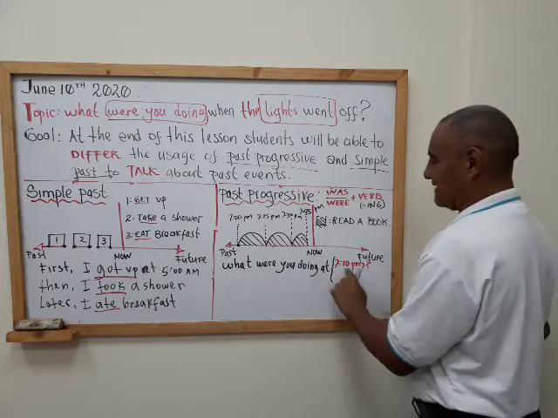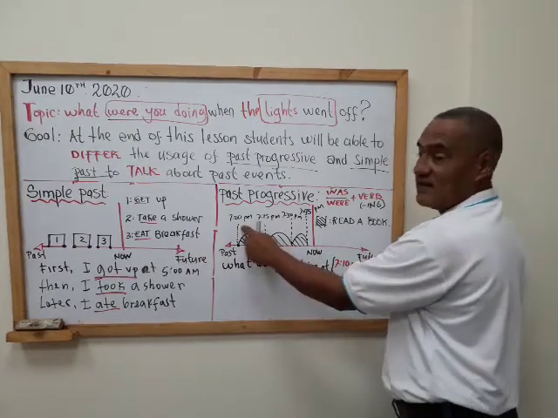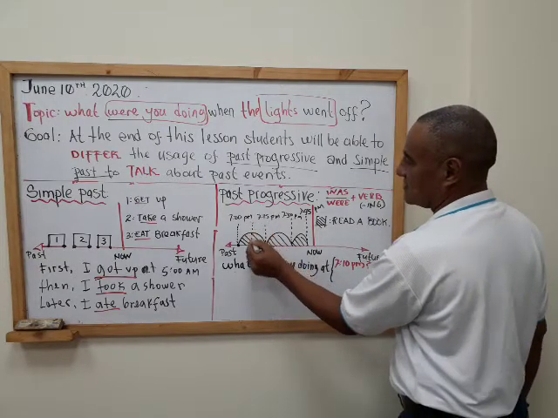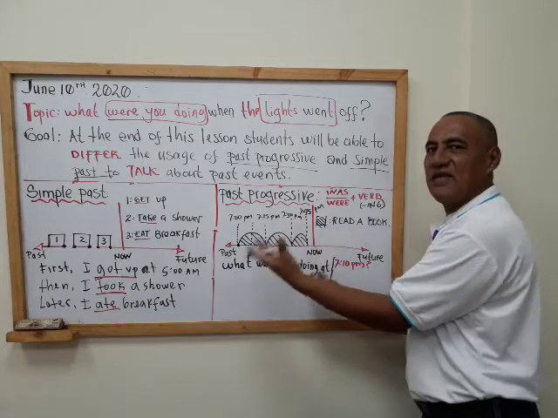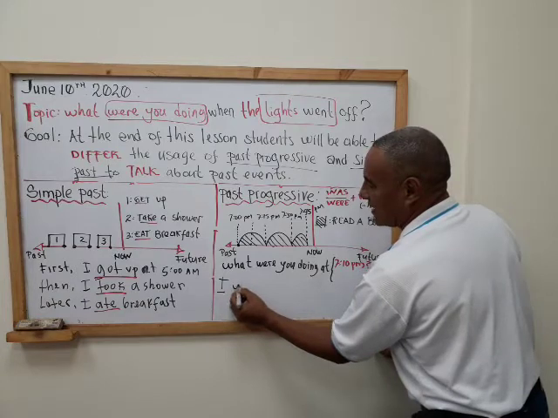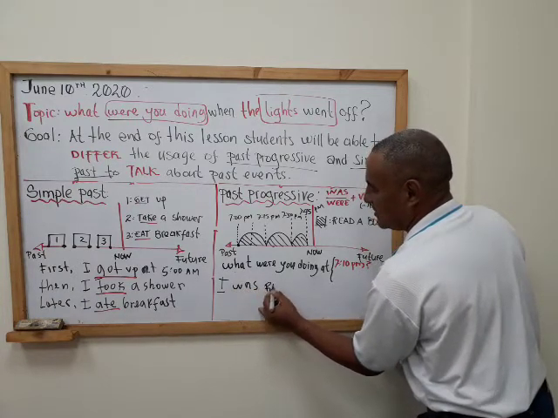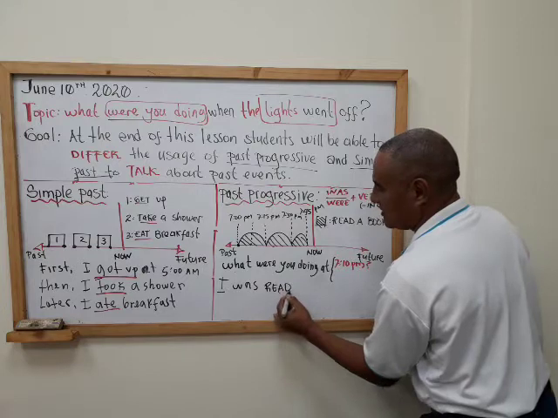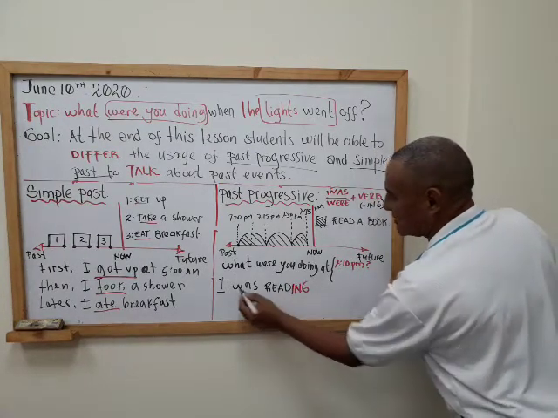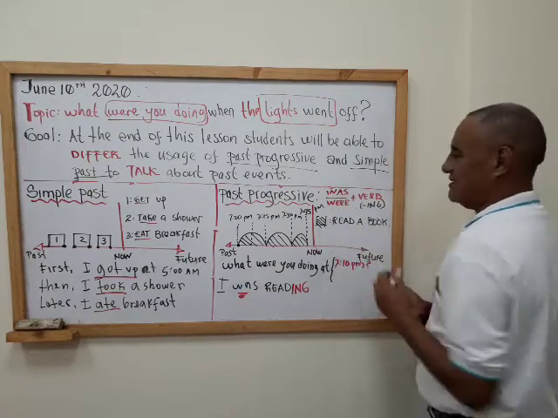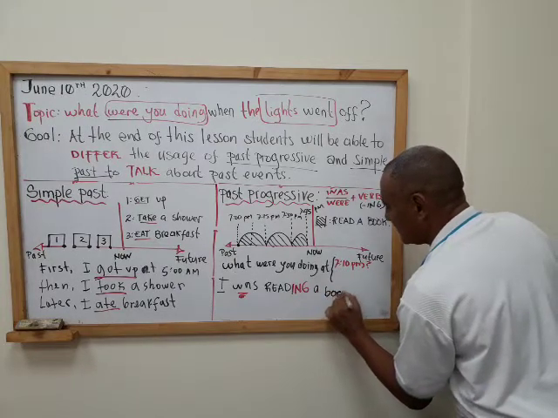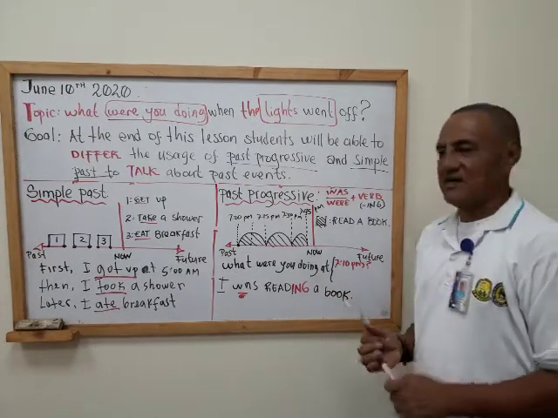Then at 7 p.m. So as I began at 7:10 p.m. I was here, more or less. So I was in the middle of that action. That action was incomplete. And I say, I was, look, read, but we need -ing. I was reading. Look, was. I was reading a book. Right? So I was in the middle.